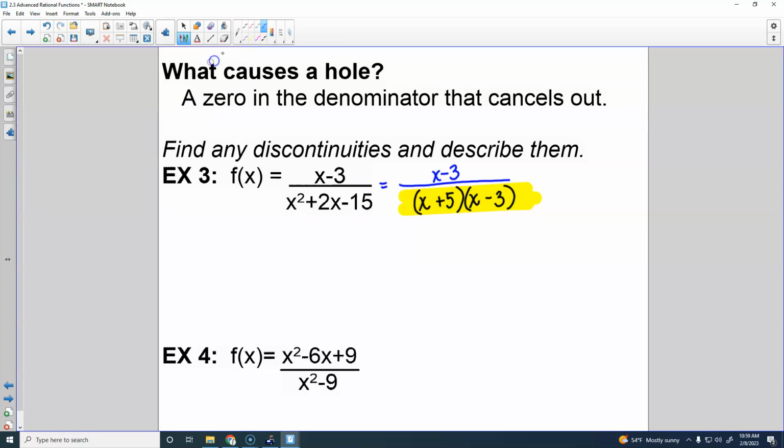And I know that if x plus 5 equals 0, which is when x equals -5, that is a discontinuity. I also know that if x minus 3 equals 0, which is when x equals 3, that is a discontinuity. These are both discontinuities. Okay? The question is, what type of discontinuity? So, does x plus 5 cancel with anything in the numerator? It would not, right? So, this one is going to be a vertical asymptote.